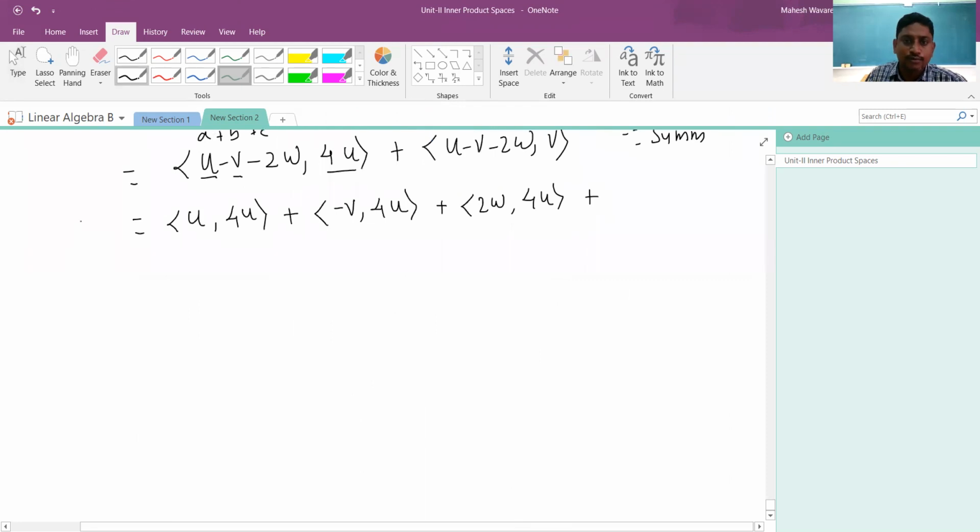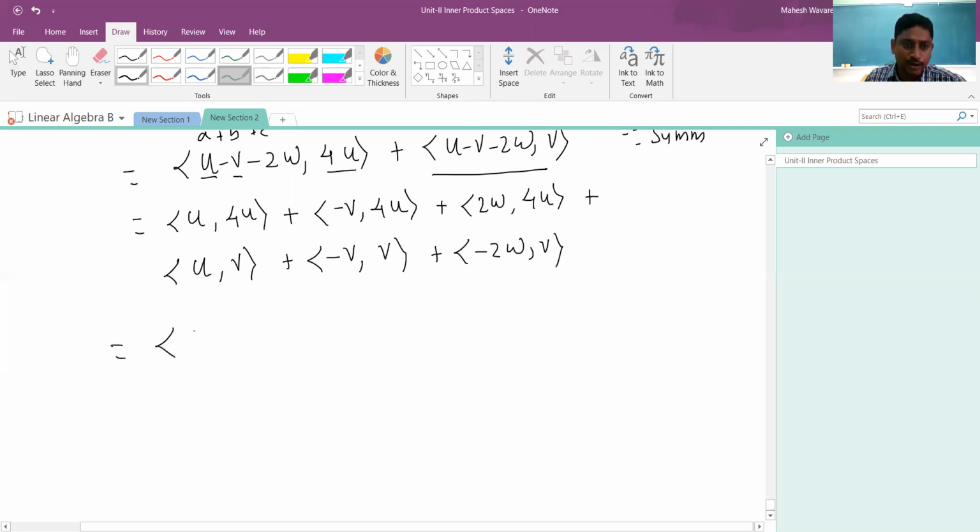And next, once again you are expressing this second term. So what you are doing: u inner product with v, plus minus v inner product with v, plus minus 2w inner product with v. You can apply symmetry again as per your necessity. Homogeneity we didn't apply here till now. This -1 can be taken out, v can be written as -1 into v. And again apply the symmetry axiom.